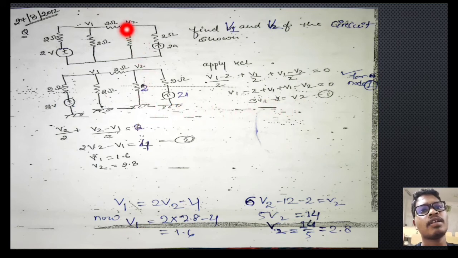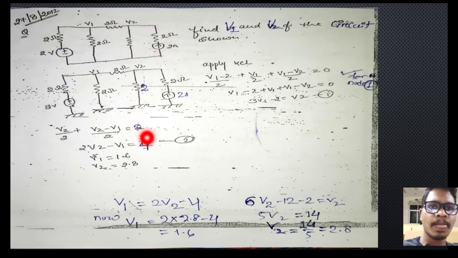Like that, put here in the node 2 KCL equation: (V2 minus V1) divided by 2 plus V2 divided by 2. This is our 2 ohm resistance, and on the right hand side a 2 ampere current is flowing, that's why we take 2 on the right hand side. After calculating this, 2V2 minus V1 is equal to 4. Now transfer this V1 to the left hand side and this V2 to the right hand side, then we will get this equation.